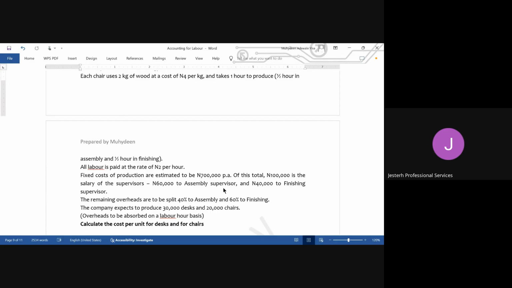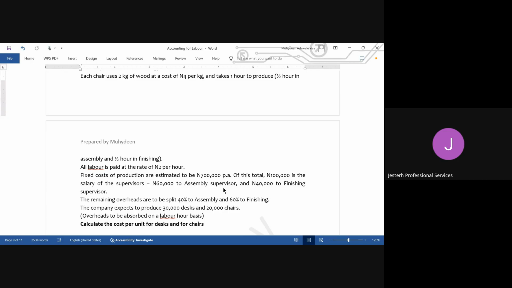You know, and they go further and say, okay, from this 100,000 naira that we allocate to the supervisor, 60,000 naira of it is for the assembly supervisor. So the supervisor assigned to the assembly department will be getting 60,000 naira, while the supervisor allocated to the finishing department will be getting 40,000 naira. Now, we already know how the structure to spend 100,000 works.